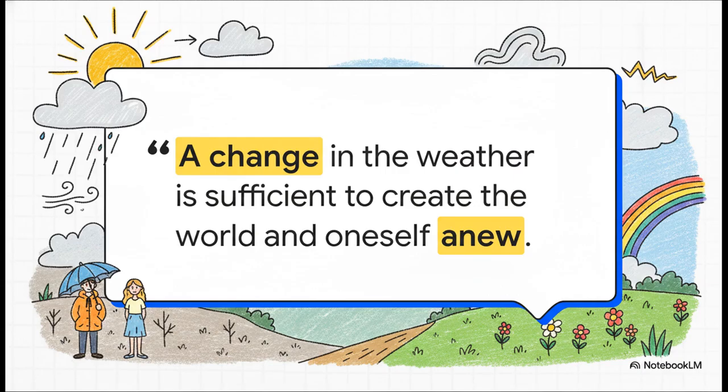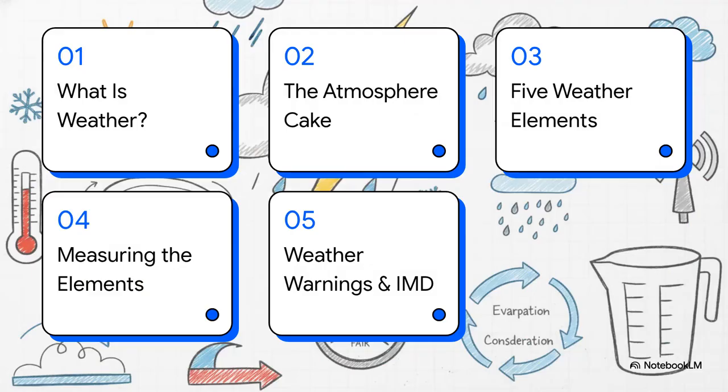We're going to start with this brilliant thought from French novelist Marcel Proust. A change in the weather is sufficient to create the world and oneself anew. Just think about that for a second. It beautifully highlights how weather completely shapes our physical reality and our daily human experience. It dictates the whole shebang, everything from our mood to what we wear, and even how our environment looks on any given day.